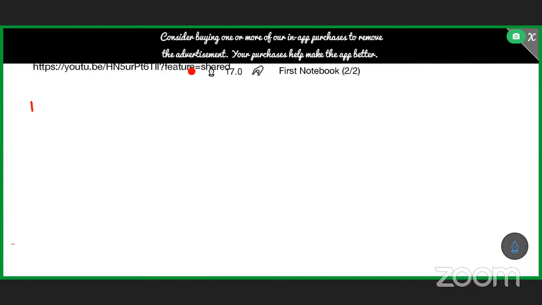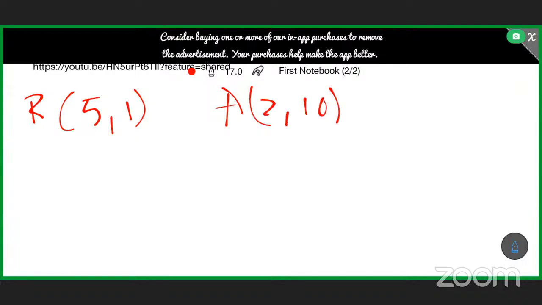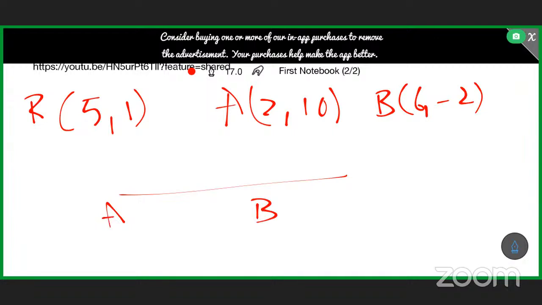Let us say R is the point (5, 1), and the line segment has points A (2, 10) and B (6, -2). That is, this is my line segment AB, and R is some internal division. Find me the harmonic conjugate of R (5, 1). I'll give you 3 minutes.